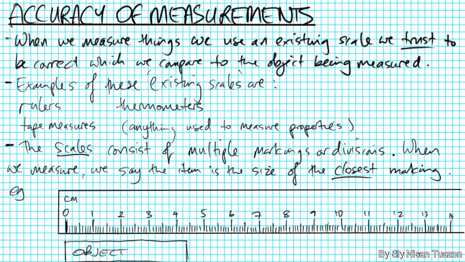Obviously, when we measure stuff, we use an existing scale, and you trust that scale to be correct. Why? Because what you're doing is lining up your object with the scale that you're using. You're comparing them, and that's how you decide how long something is or the size of it, right? Some of these existing scales would be rulers, thermometers, tape measures, anything that you use to measure properties of objects. These scales always consist of multiple markings or divisions, and when we're measuring, what you're doing is saying that the item is the size of the very closest marking that it lines up with.